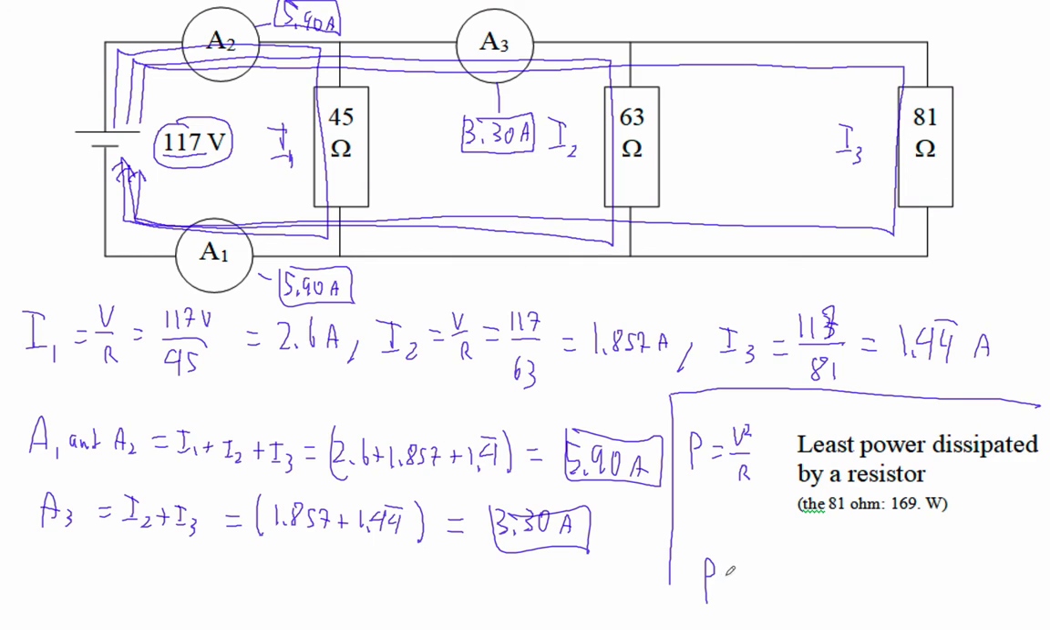So power is 117 squared divided by 81, okay? Now, if on the test you're like, gosh, I just don't know which one's the least, figure out the power for the smallest resistor and the largest resistor any way you want, doesn't matter. And then just look and answer the question, okay? You don't have to calculate more than you need to. 117 squared divided by 81 is 169 watts exactly.